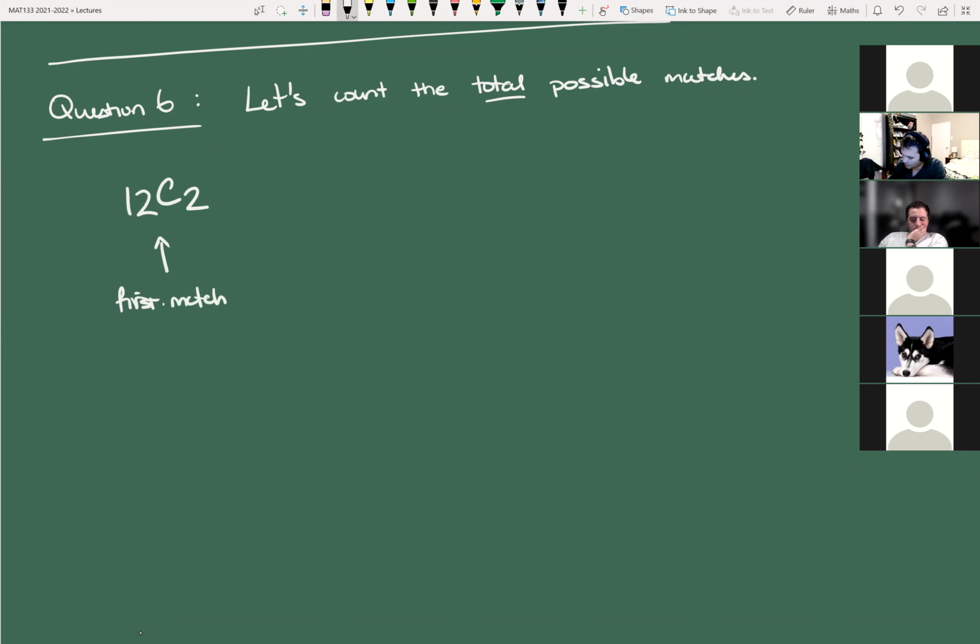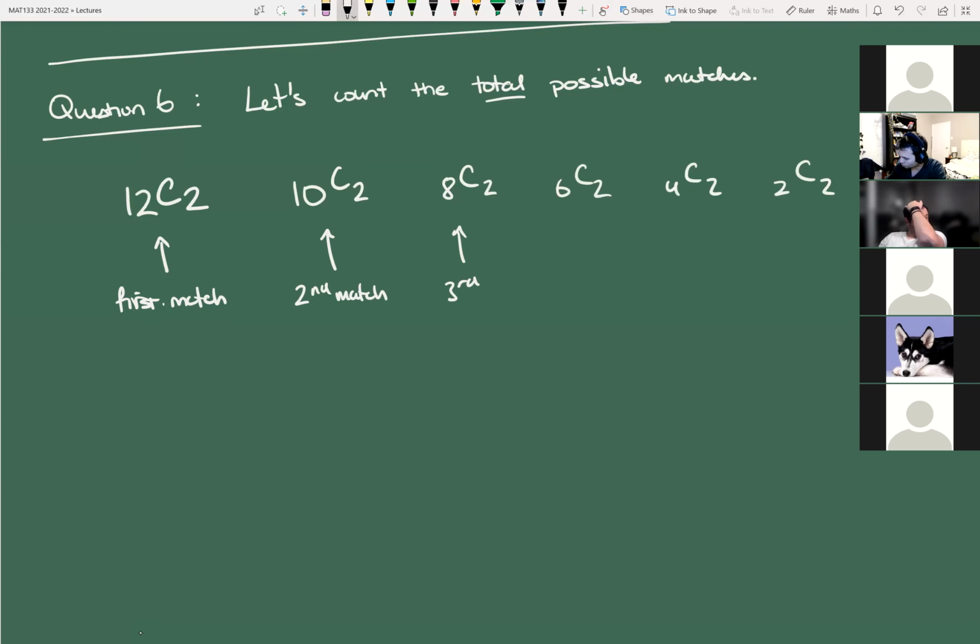How do I choose the second match? Yeah, 10 choose 2. Exactly. This is the second match, because there's 10 people left over, and again I'm going to choose 2 of them. Then the third match, 8 choose 2. I think we start to see the pattern. 6 choose 2, 4 choose 2, and then 2 choose 2 at the end, which is just 1. So this is the fourth match, the fifth match, and the sixth match.